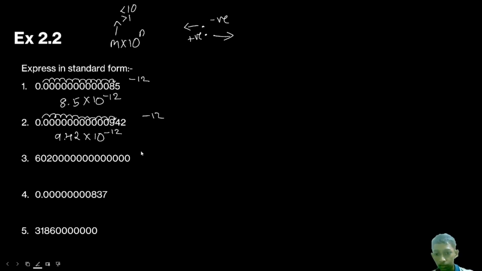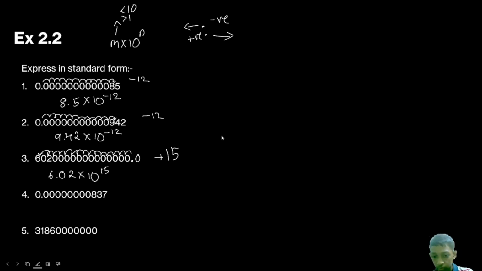Now let's move to the third one. In the third one, we don't have a decimal point. If there is no decimal point, then we have to assume a decimal point at the end of the number. So this is point 0. Since the decimal is at the right side, we will have a positive exponent. So let's see how many places. 1, 2, 3, 4, 5, 6, 7, 8, 9, 10, 11, 12, 13, 14, and 15. 6.02 is yes less than 10 and greater than 1. So it is 6.02 into 10 raised to the power of 15.